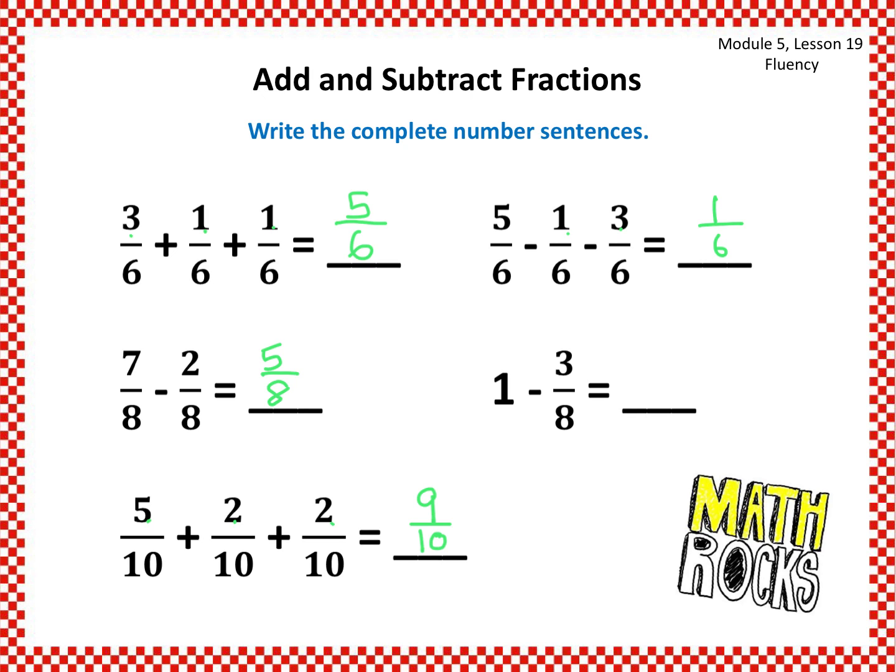So this last one, we have 1 minus 3/8. So if you remember, we need to rewrite that. And we need to rewrite it as 8/8, because that's equivalent to 1 minus 3/8. That leaves us with our denominator still 8. And 8 minus 3 is 5. Very good. You've come to the end of fluency.